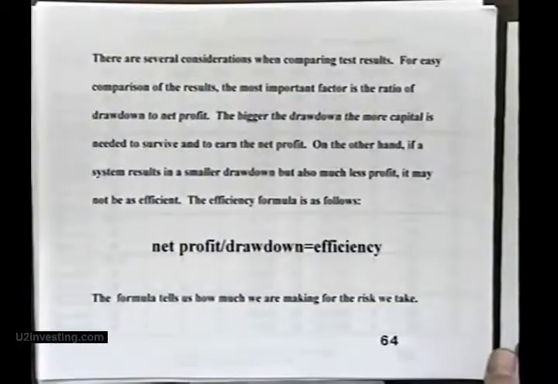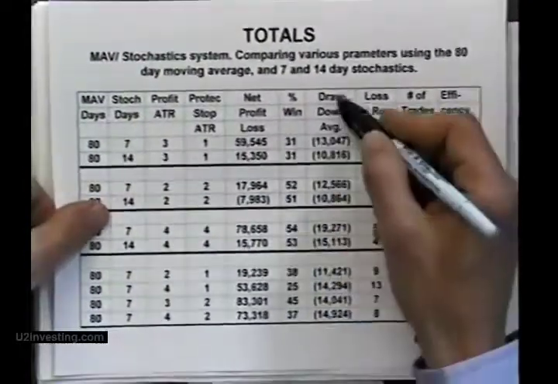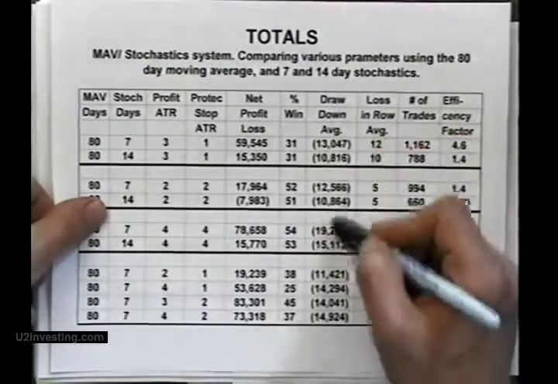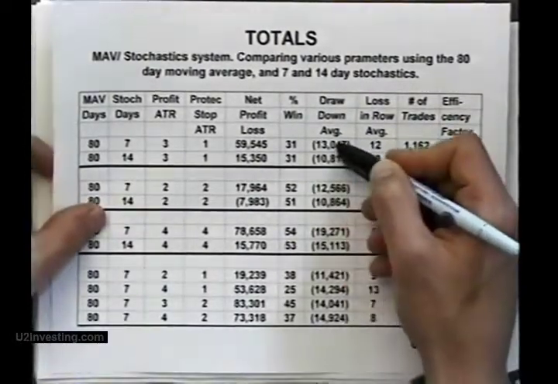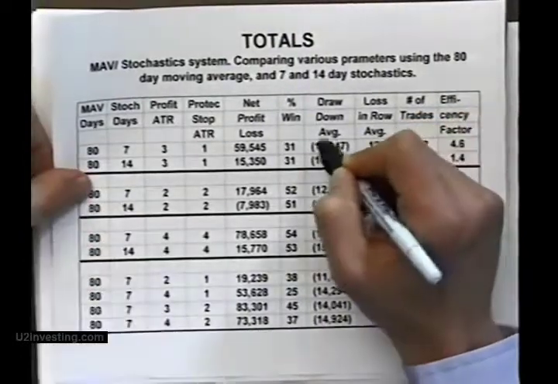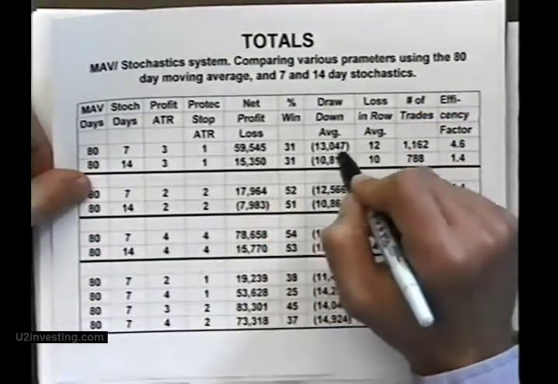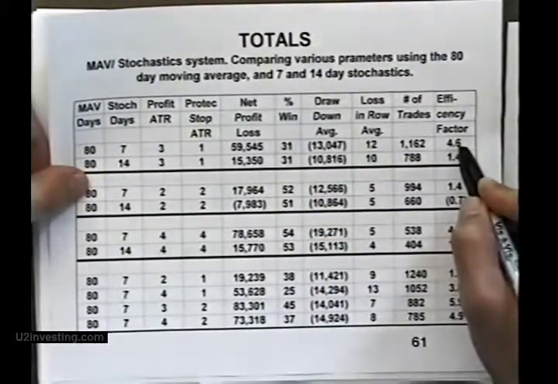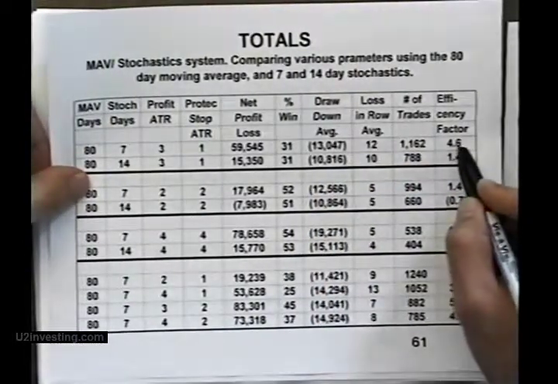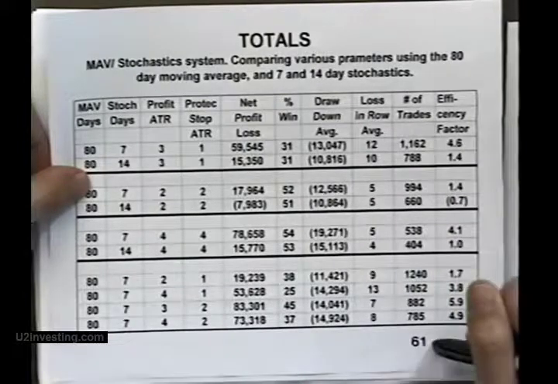Now, there are several considerations when comparing test results. For easy comparison of results, the most important factor is the ratio of drawdown to net profit. Over here in this column, we have drawdown. This is the average drawdown for all the 10 markets that we were trading for 10 years. So what we do is we take the net profit and we divide it by the average drawdown, and that gives us the efficiency factor. In this case, the efficiency factor is 4.6. This is on your page 61.